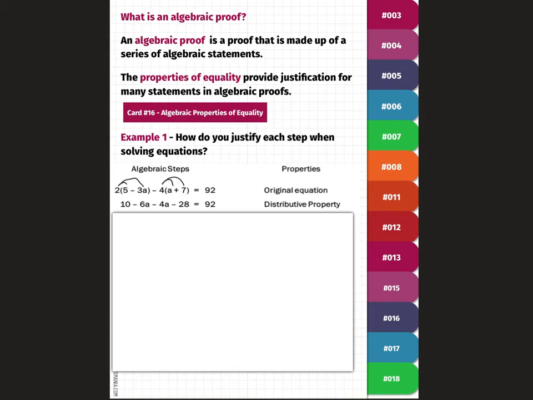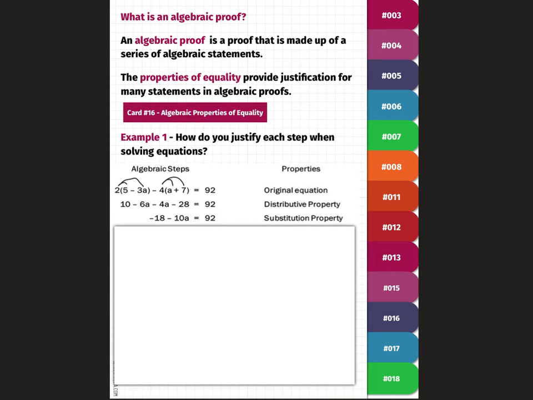That is the property that you see on the right. Then after that, what do we need to do? We need to put together our like terms. So then the next line we have is negative 18 minus 10a is equal to 92. And our property was the substitution property. Well, how does that make sense? We haven't changed anything. We haven't moved anything. We definitely have. If we have a positive 10 and a negative 28, that is negative 18. So I may substitute the value of 10 minus 28 to be negative 18.